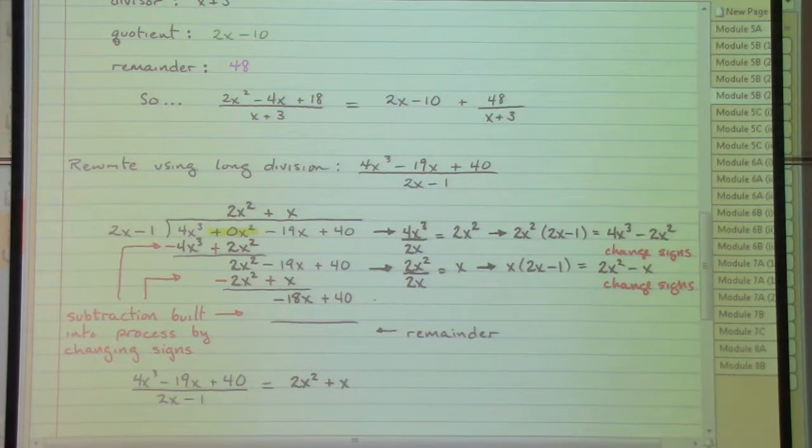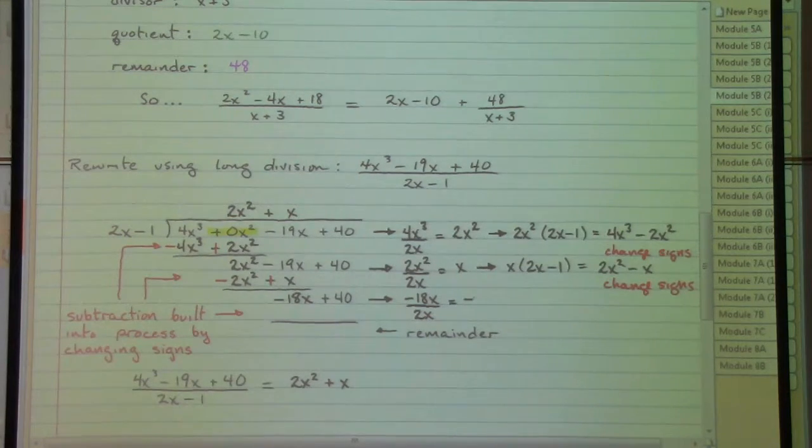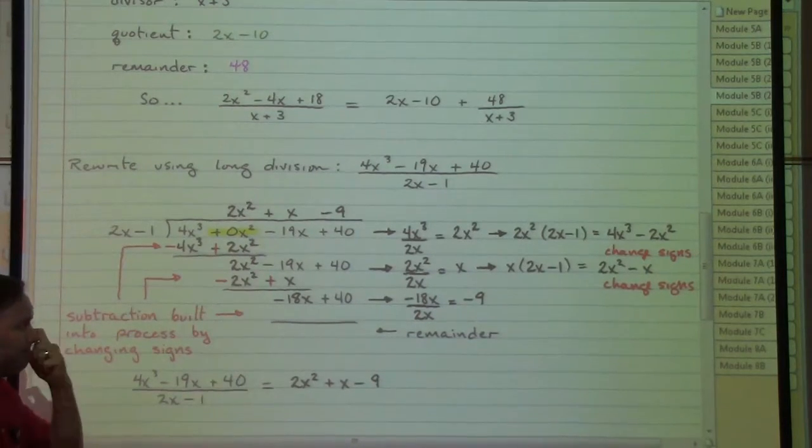And so we're going to be taking that negative 18x and dividing by 2x, and that'll give us a negative 9. So I'm going to go up to my long division symbol. I'm going to put in that negative 9. And that means that the next part of my answer is going to be that negative 9, or minus 9.